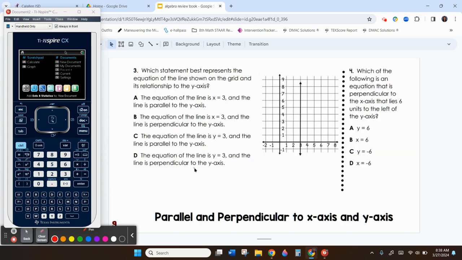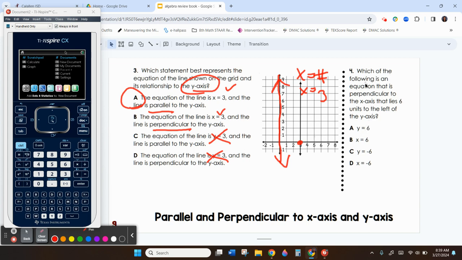Problem 3. Which statement best represents the equation of the line shown on the grid and its relationship to the y-axis? So we're comparing the line that's already given to the y-axis, which is right here. Looking at the line that I just made in red and the line over here, notice that they're both parallel. It says the equation of the line is x equals 3. Since it's a vertical line, it's going to be x equals a number. Does it go through 3? Yes. So it should be x equals 3. C and D both have the wrong equations. And then in the explanation, it says it's parallel to the y-axis or perpendicular to the y-axis. This one is parallel, so it should be A.